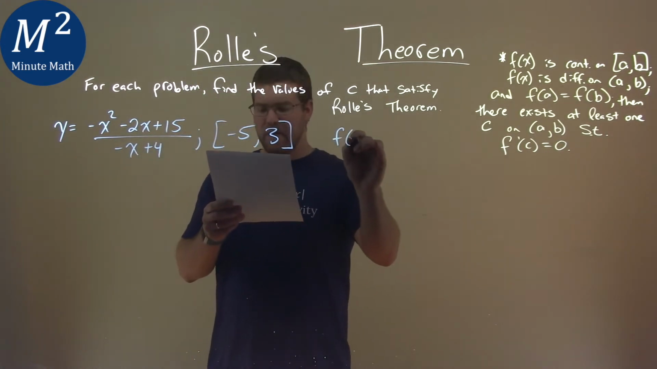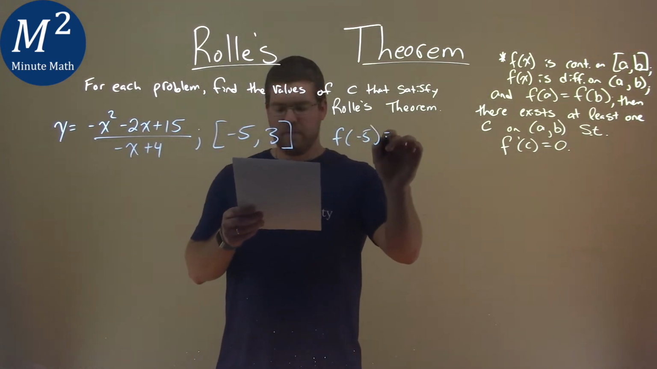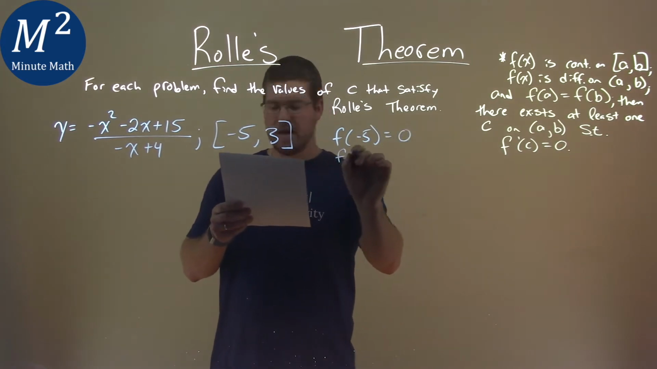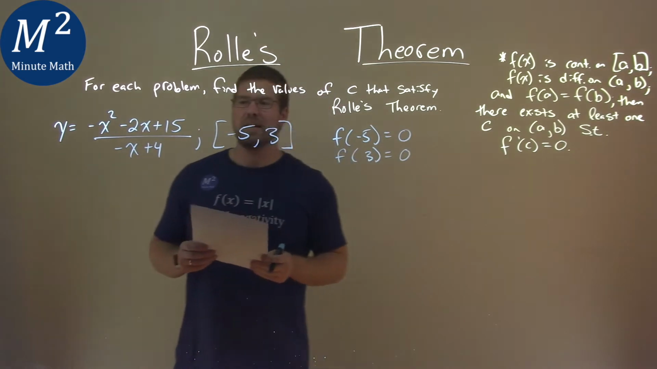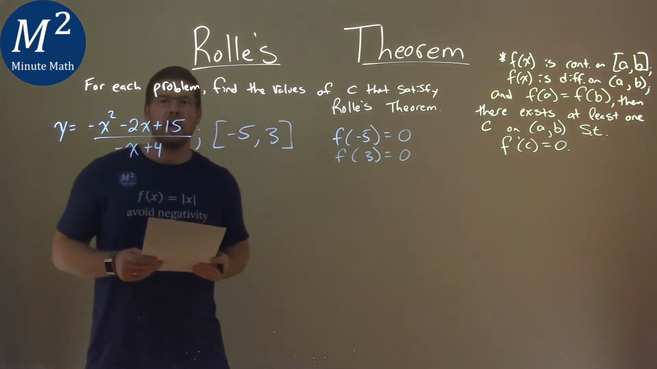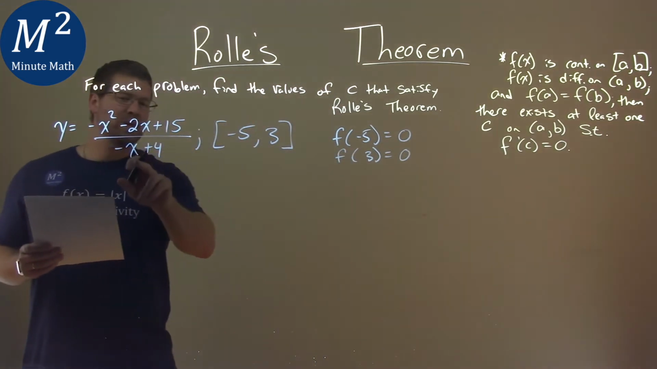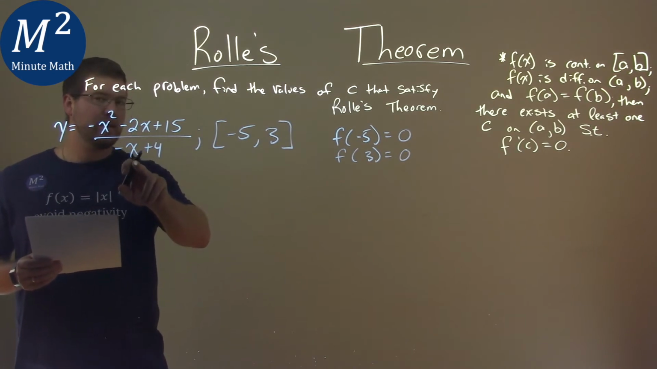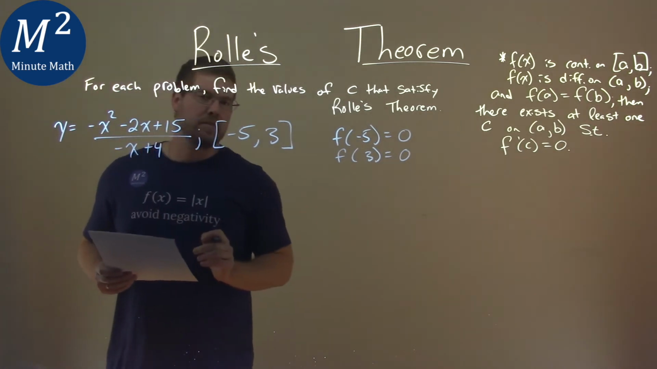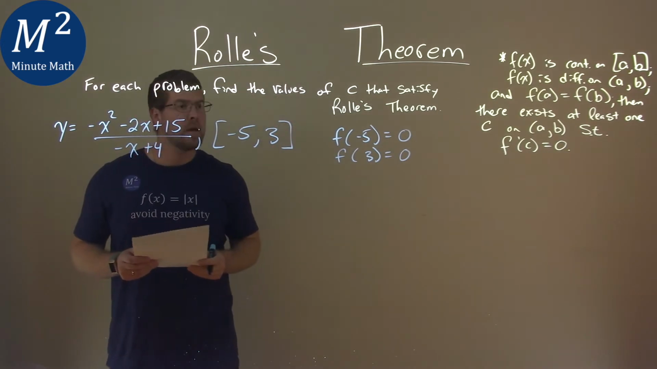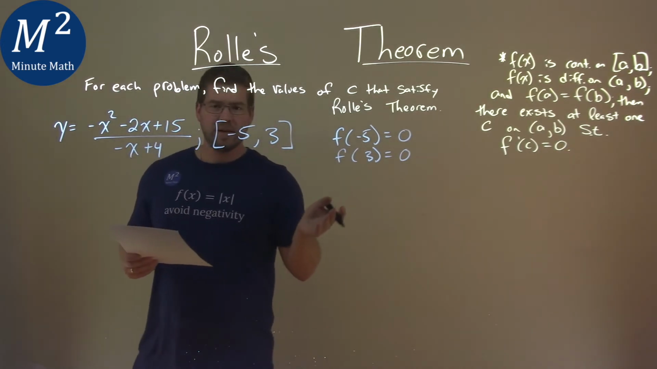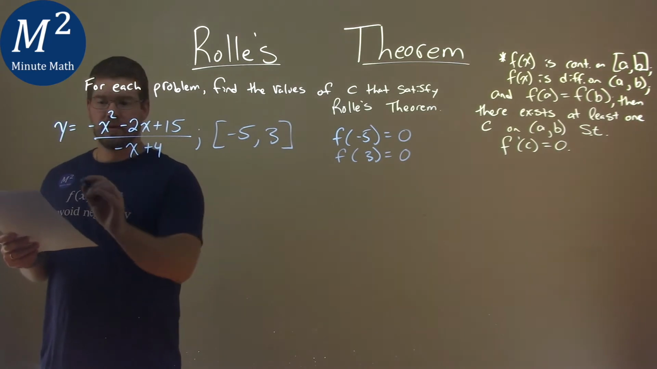Our f(-5), I found it for you, is 0, and f(3) is also equal to 0. Okay, the only value that would cause an issue here is putting a 4 in the denominator, right? It causes division by 0, but that's outside of our interval, so we're good for the continuity and differentiability part. So we can satisfy Rolle's theorem here. We need to now find the derivative.